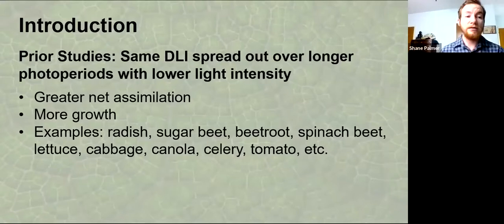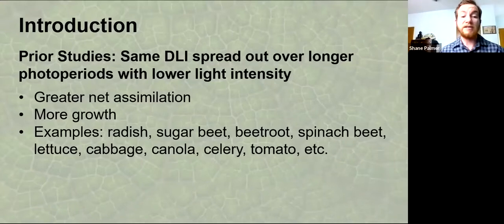The theoretical basis for photosynthesis being more efficient at lower light levels has actually been around for quite a while, at least in the 70s and 80s. Studies were done where they extended the daily light integral by stretching it out over a longer photoperiod at a lower light intensity. The general result is plants with greater net assimilation and more growth, often in biomass as well as larger leaves, greater canopy area, that sort of thing.